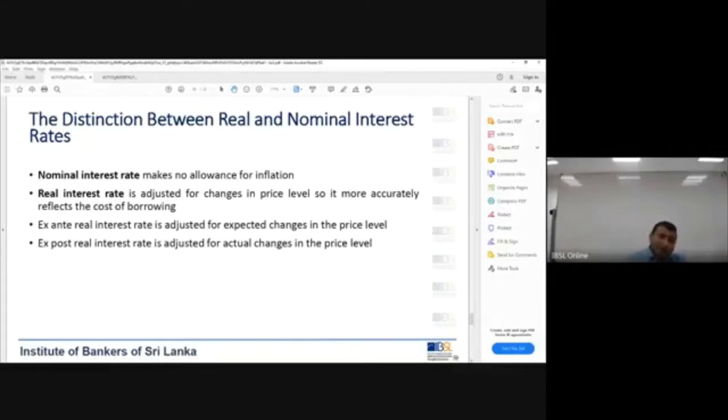So the nominal interest rate makes no allowance for inflation. Right? So nominal interest rates do not factor so-called inflation into the equation. Underneath, yes, the nominal interest rate would have been derived on the basis of that. But in discussion or the numbers that you are reflecting, there is no reference to inflation. But the real interest rate is nothing but adjusted for changes in price level, that is inflation. So it more accurately reflects the cost of borrowing.